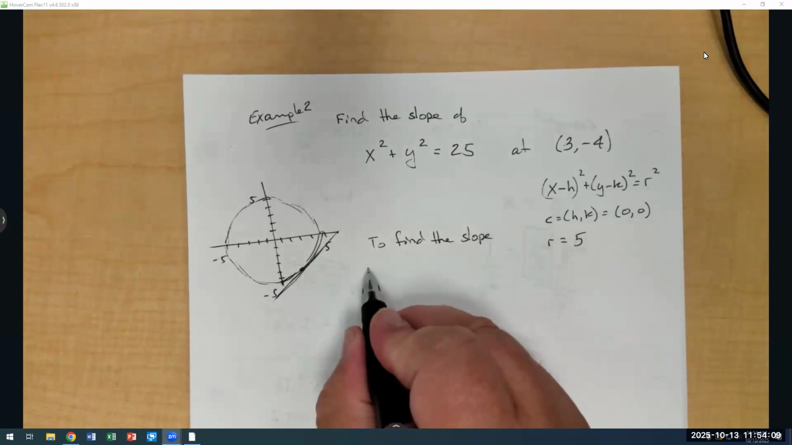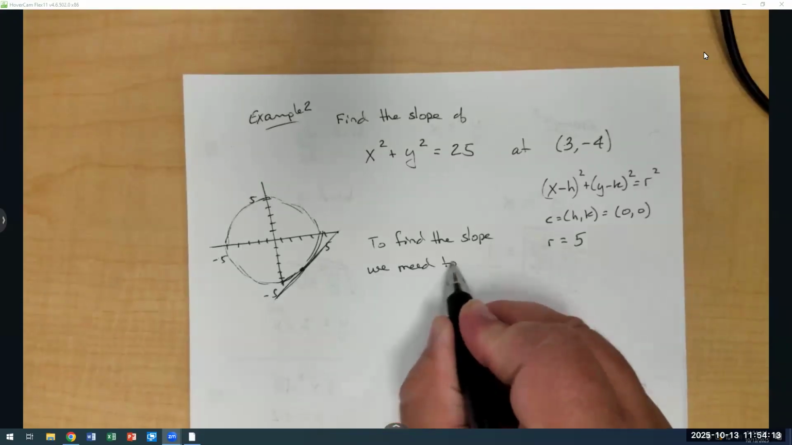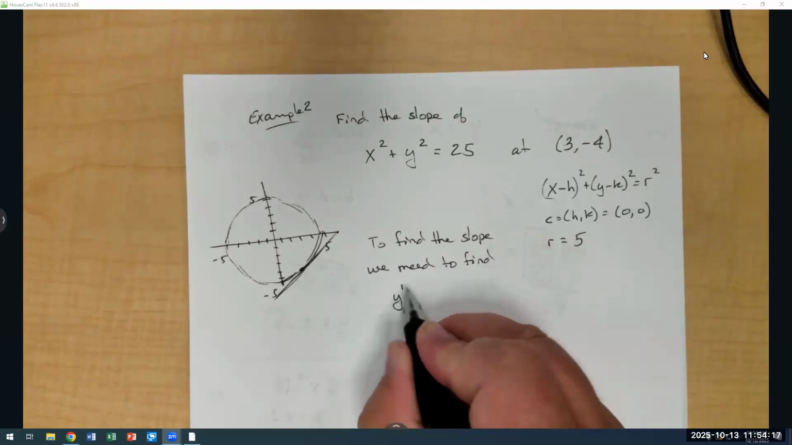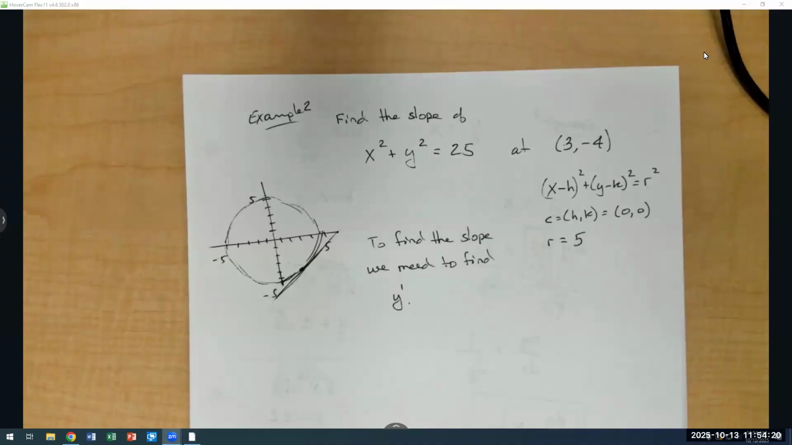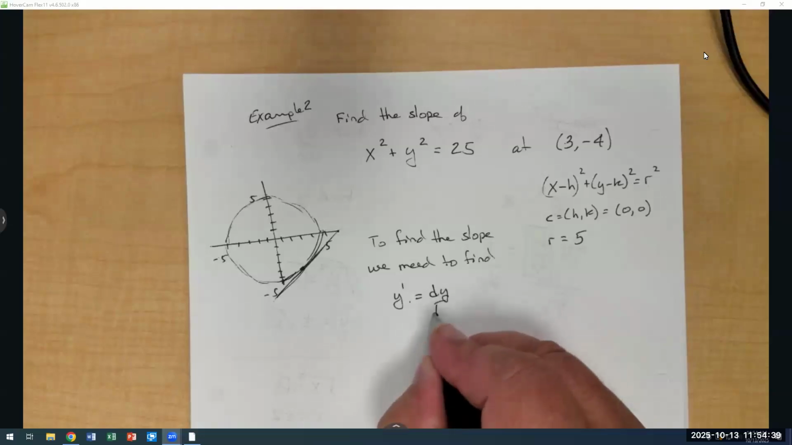To find the slope, we need to find y prime. So what is y prime? What's another way of writing y prime? dy/dx. Very good. So we have to find dy/dx.